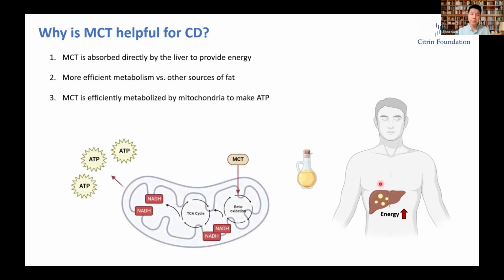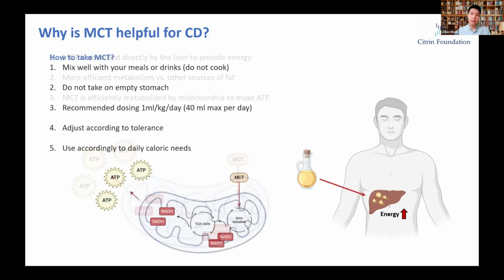The other great thing about MCT is once inside the liver, again, compared to other types of fat, it's very efficiently taken up by the mitochondria. And once inside the mitochondria, it goes through a series of reactions. This one called the beta oxidation produces a lot of NADH inside the mitochondria. The metabolism of MCT as well helps with the TCA cycle. But long story short, what happens is MCT is a very efficient means to generate quick energy for the liver to produce ATP. Now that we know that MCT is beneficial, how do you take it?